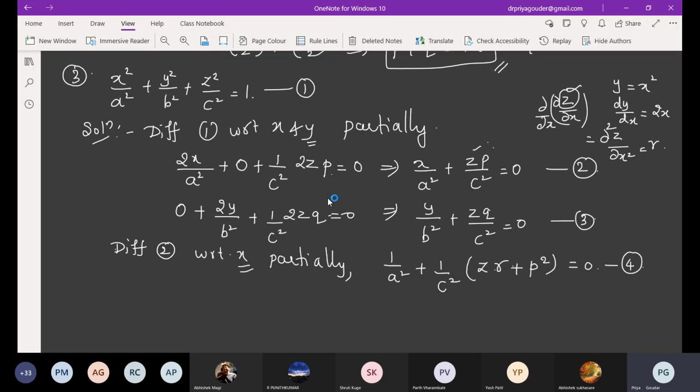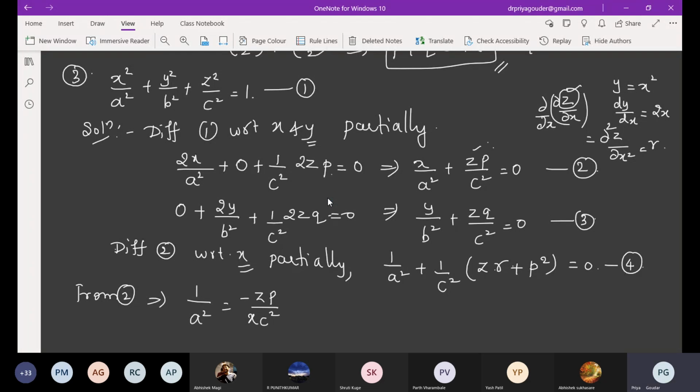From equation 2, tell me what is 1 by a square. So 1 by a square means I have to transfer this term here. Am I correct? It will be what? Positive or negative or reciprocal? Negative. Then I want only 1 by a square, so what do I have to do with x? I have to transfer it. If I transfer it, where does it come? x c square. Very good. Hope this part is clear.